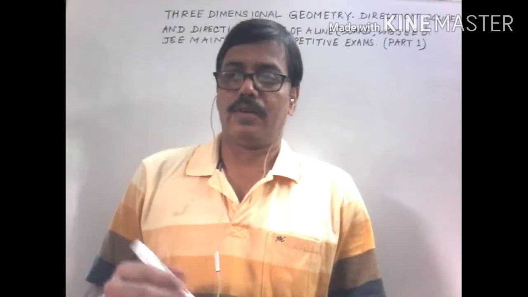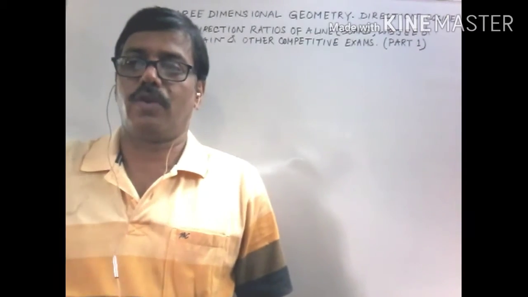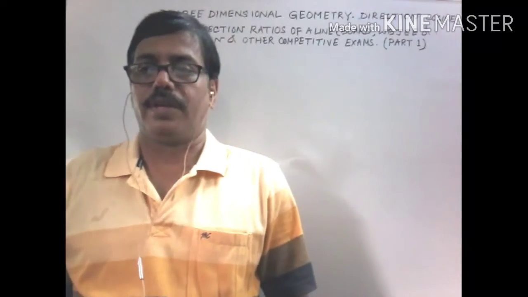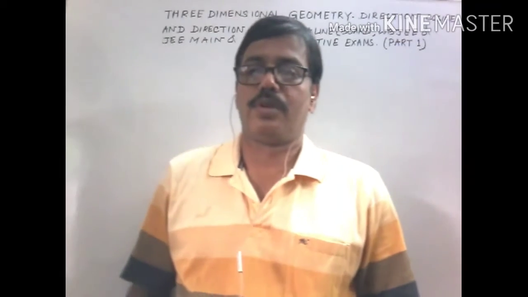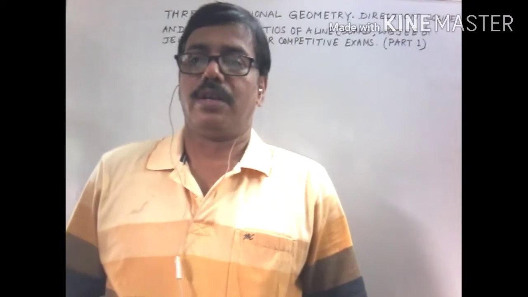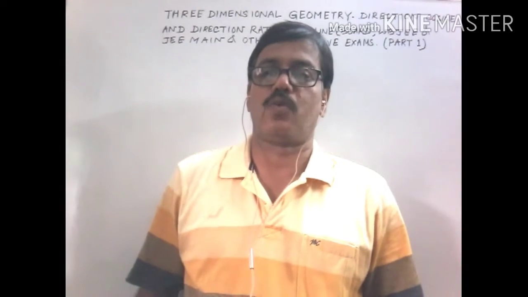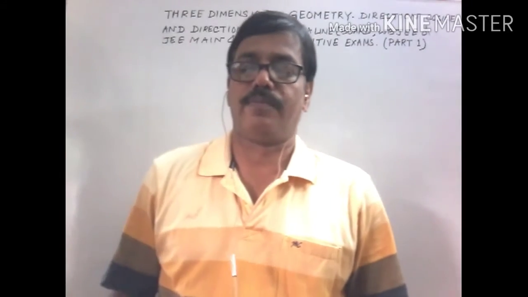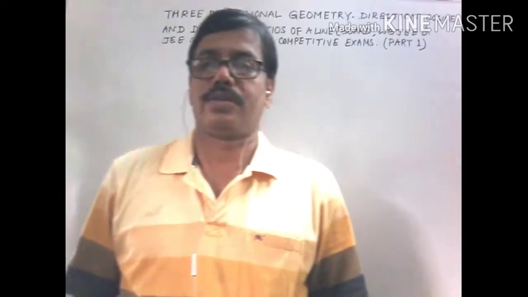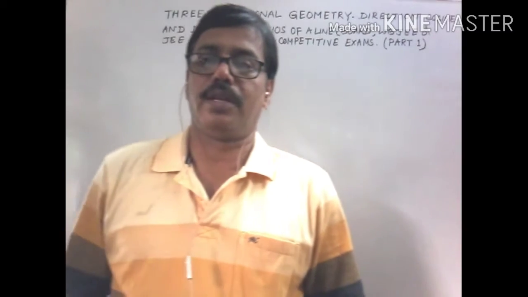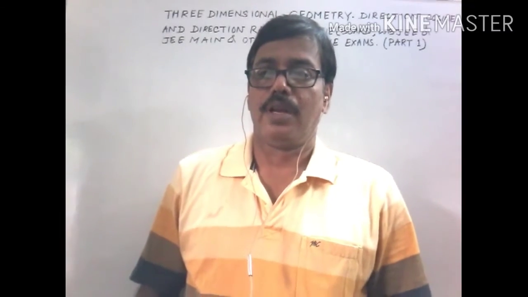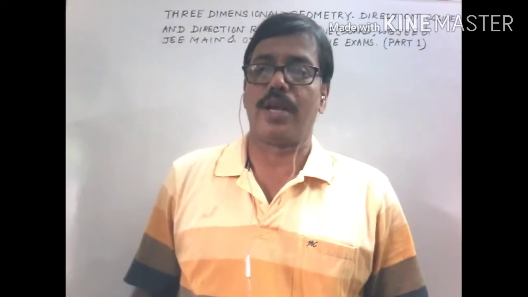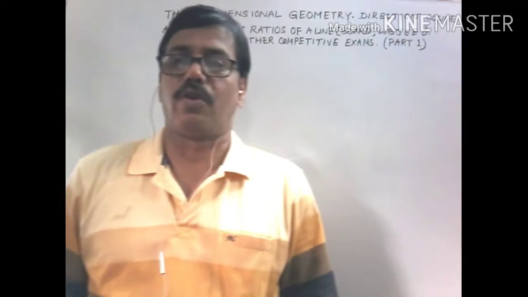Welcome everyone. Through this video, I am going to discuss three-dimensional geometry. It includes three chapters: number 1, direction ratios and direction cosines of a line, that is the coordinate system; number 2, the straight line; and number 3, the plane. Today, I will discuss the direction cosine and direction ratio of a line.